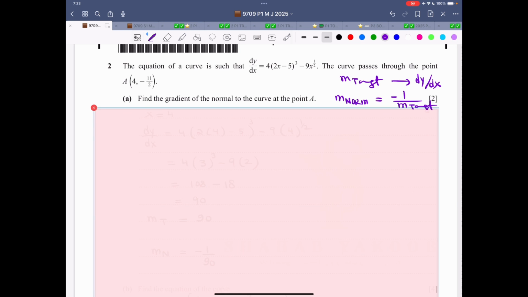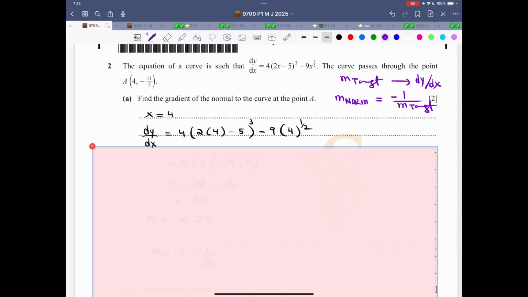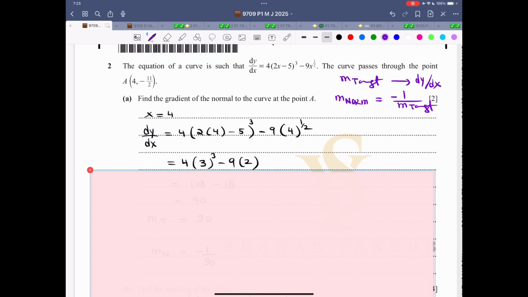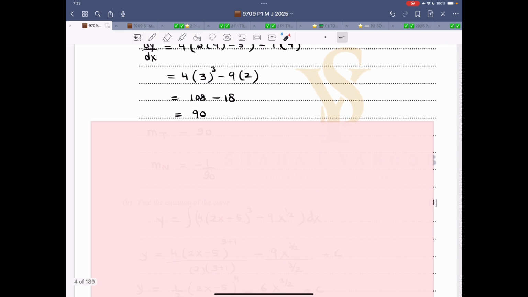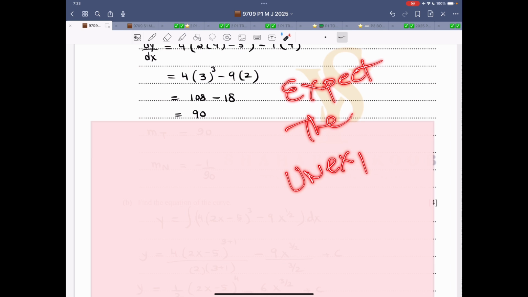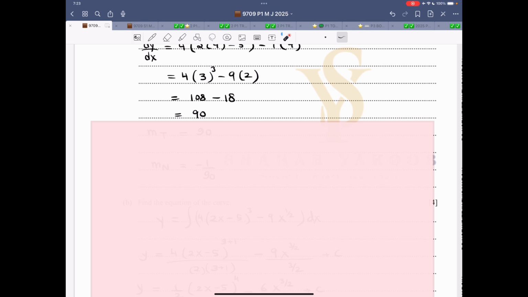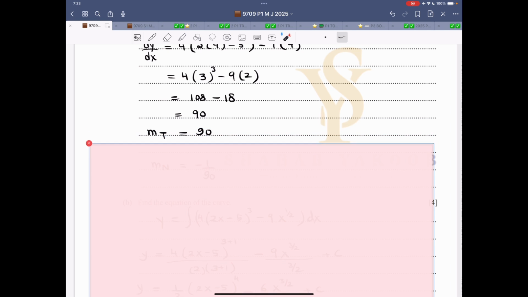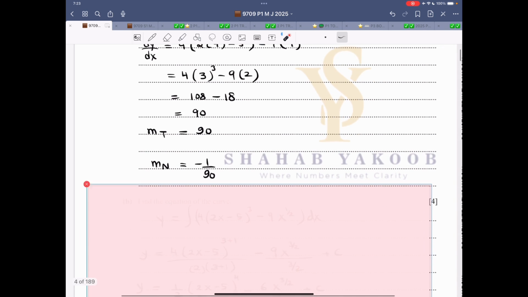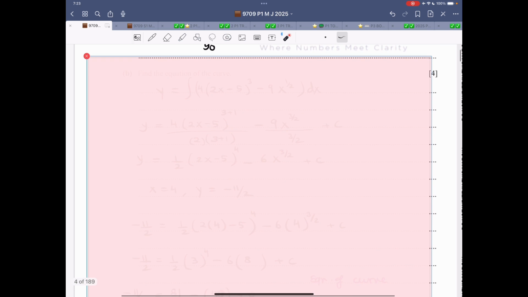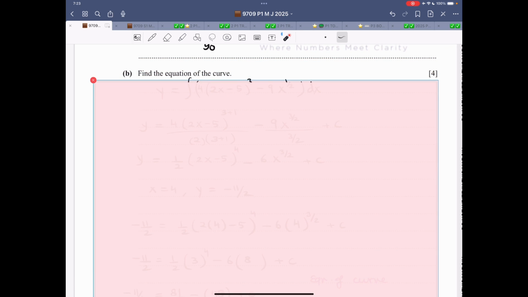First of all, it's asking to find the gradient of the normal to the curve. We plug in x equals 4 in this equation. We evaluate and we get a different kind of answer. Normally, we don't expect such a big answer, but remember what I always say: expect the unexpected. And that is what you're getting over here, a big answer. That is the gradient of the tangent, therefore the gradient of the normal is the negative reciprocal. That is the first thing. The second thing, most likely it's about the equation of the curve, and yes, that is the thing.